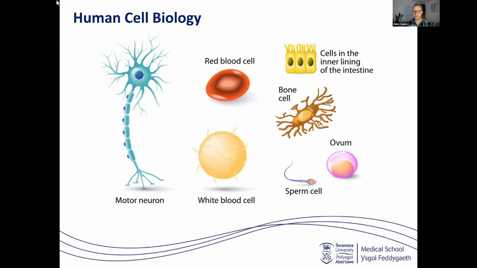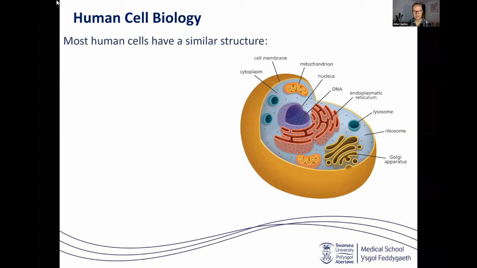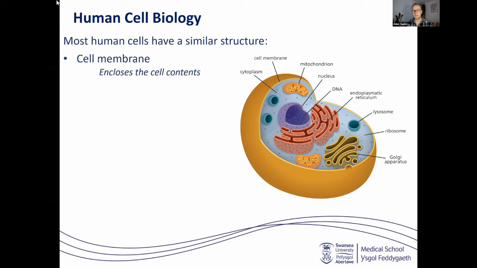Now, despite the fact that these cells are different in size, shape, and function, they have a lot of common features. And you will be aware, or if you've not done A-level biology or equivalent, broadly speaking, despite the fact that these cells are very different in function, shape, and size, they have very similar structures. So they have a cell membrane. And this is the phospholipid bilayer, which is this sort of fatty layer that lines the outside of cells, which separates the inside from the outside environment.